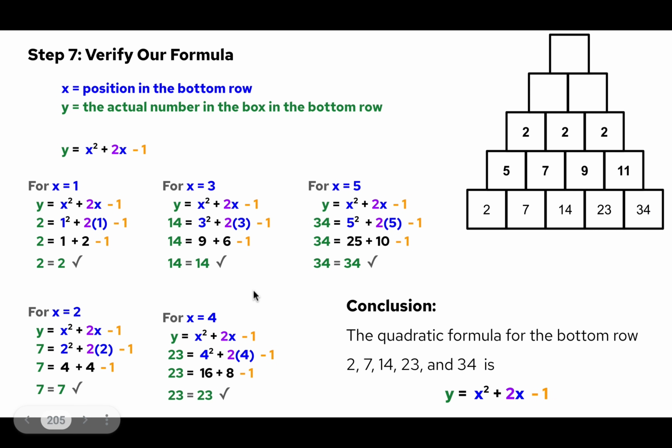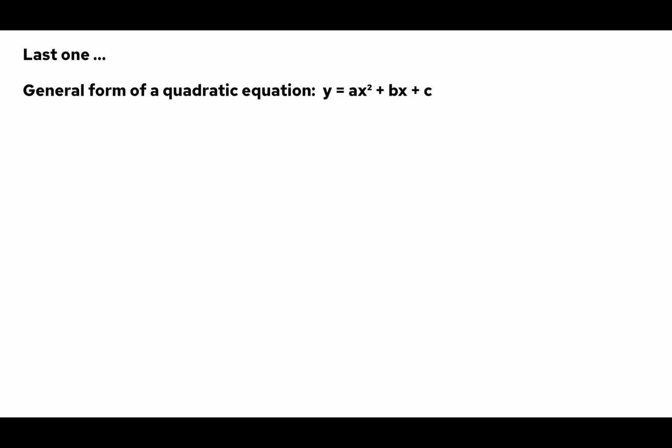So in conclusion, we can say that the quadratic formula for the bottom row 2, 7, 14, 23, 34 is y equals x squared plus 2x minus 1. Whew, let's try one more. Okay, last one.